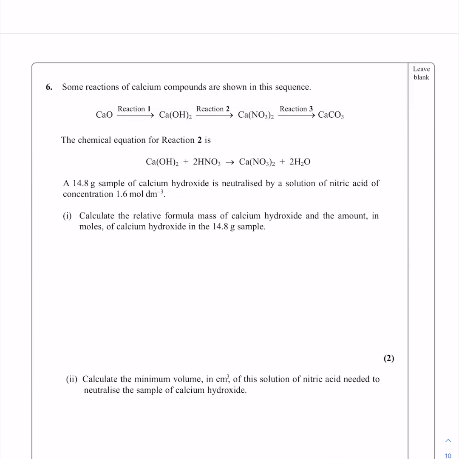Question 6. Some reactions of calcium compounds are shown in the sequence. The chemical equation for reaction number 2 is calcium hydroxide plus nitric acid gives calcium nitrate plus water. A 14.8 gram sample of calcium hydroxide is neutralized by a solution of nitric acid of concentration 1.6 mole per cubic decimeter. Question I. Calculate the relative formula mass of calcium hydroxide.